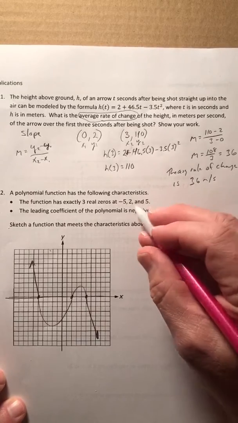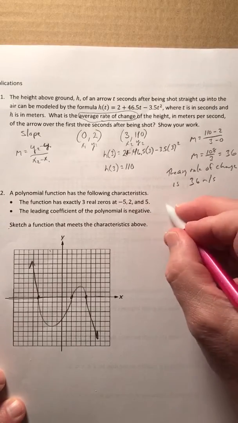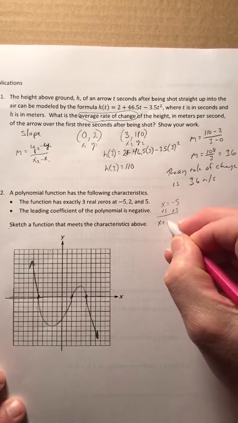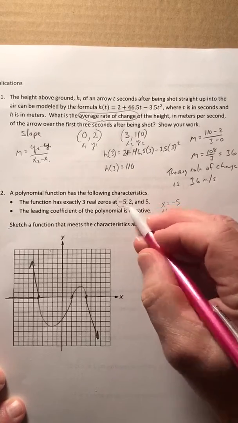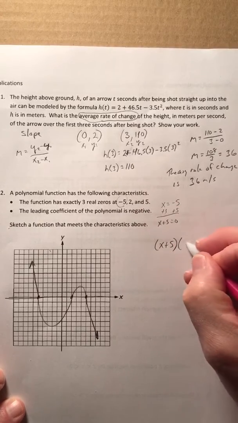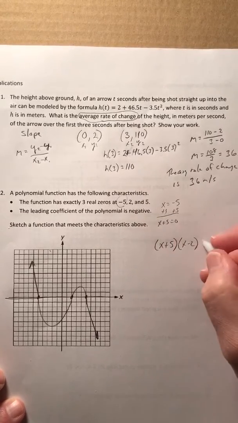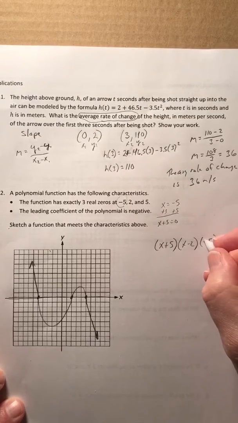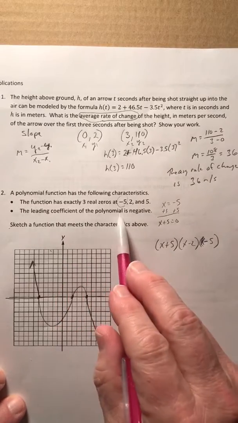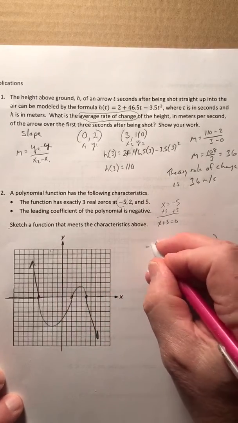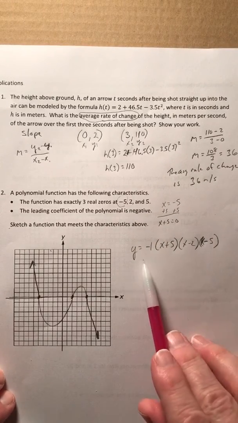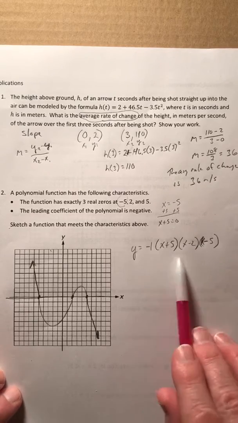So it looks like this. We have x equals -5. We add 5 to both sides, and that gives us x plus 5 equals 0. That's one of the factors, and that came from here. So we get x plus 5. This would give us x minus 2, and this 5 would give us x minus 5. Now, it also tells us the leading coefficient is negative, so I'm just going to put a -1 out front. That is the general equation, but now you have to multiply all these things together.